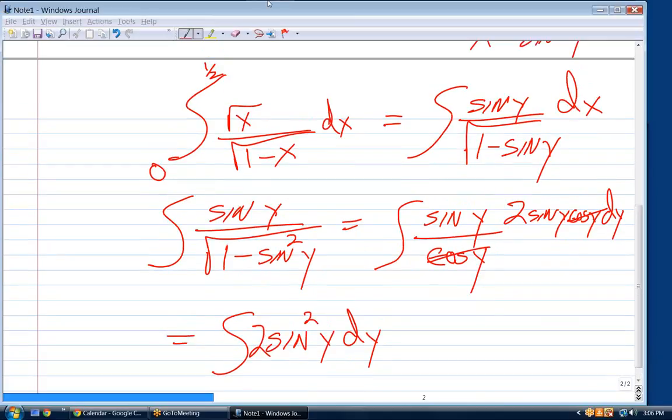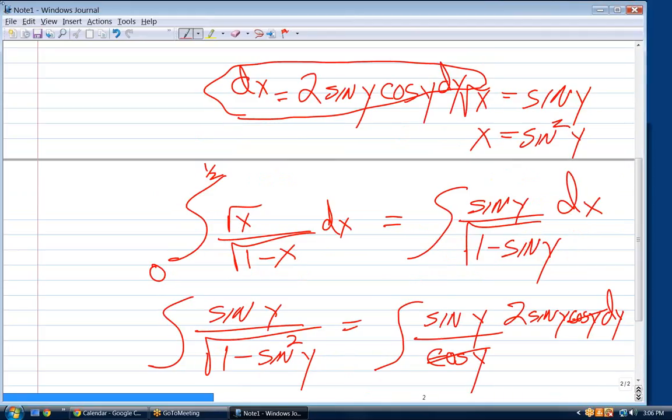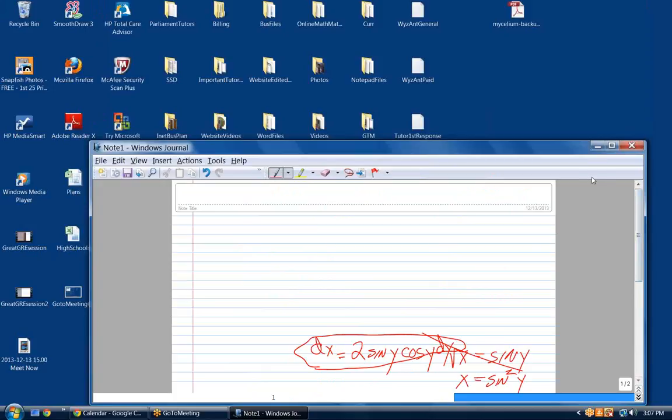Okay. Now, let's see. This is not the easiest thing to integrate. We have to use the double angle. You're right where you're at, at that point that I need. I need you to get the bounds from that. Okay. New bounds.